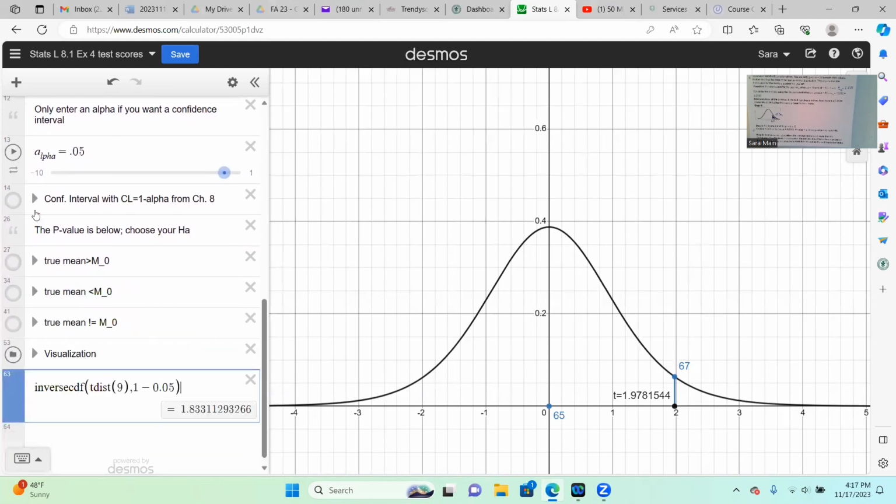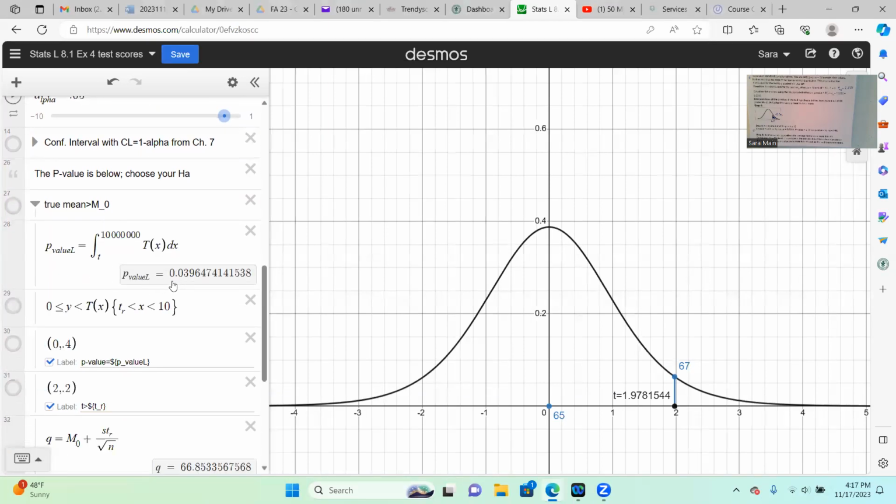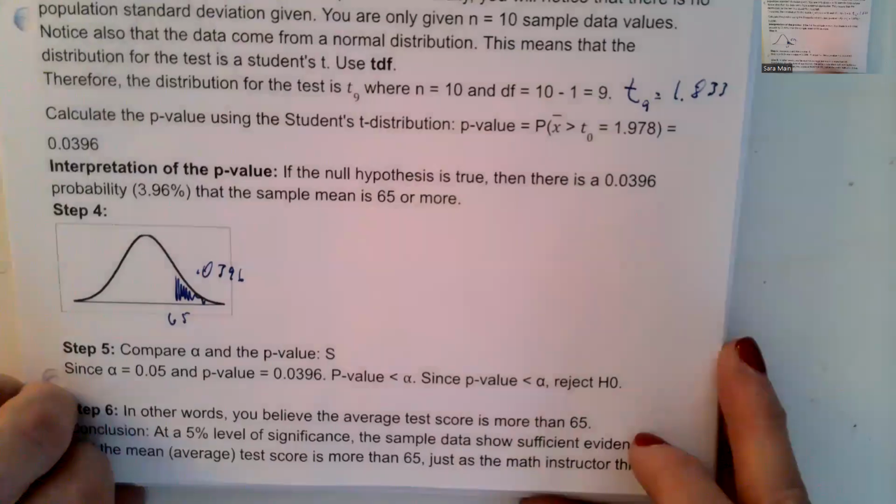Then I went down, and there are all the drop downs. The first drop down we just used in chapter 7 for confidence intervals. But we are going to go down here and choose the greater than one, because ours is a right-tailed test. There is our p-value. The probability is 0.0396. So we drew our step 4.